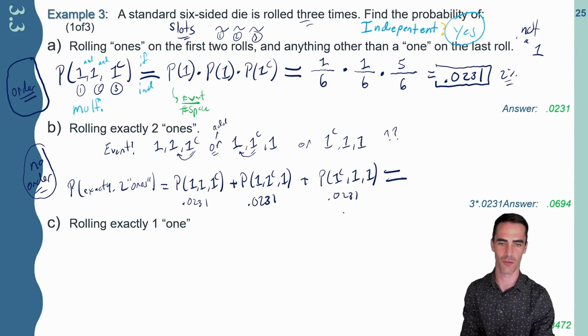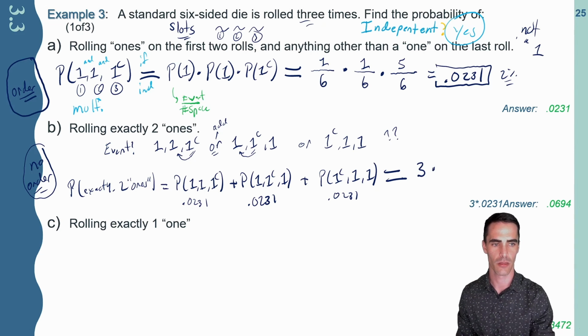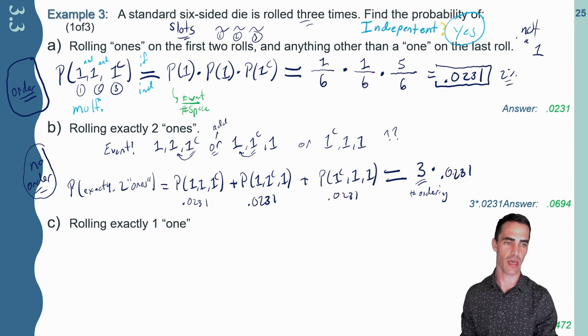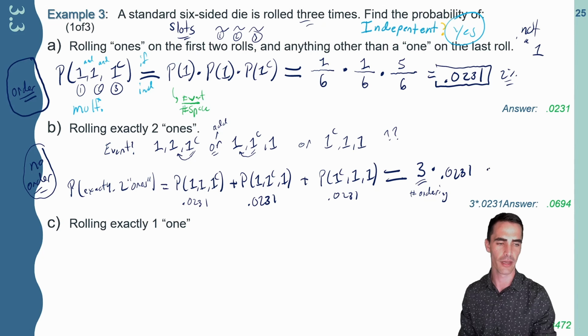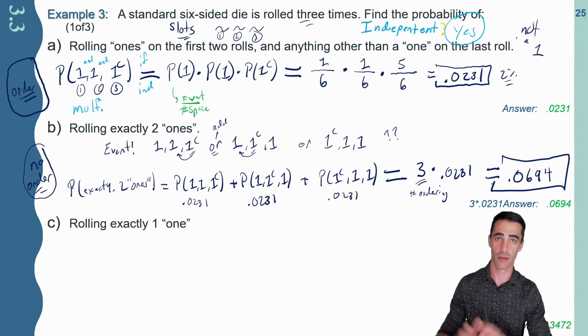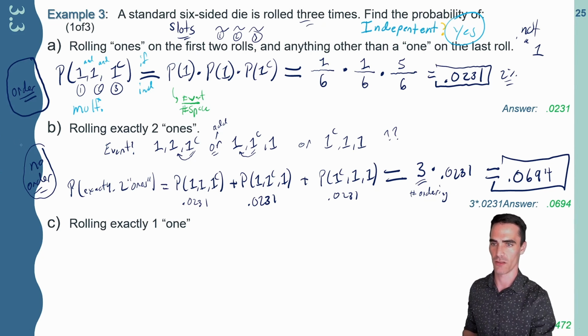We talked about exponents before. If I was to add up the same number 3 times, that's the same thing as just multiplying by 3. 3 times 0.0231, where this 3 is simply the number of orderings that we have for this event. 3 times that 0.0231, and we'll get a final probability, here we go, of 0.0694. And that's our probability that we'll get exactly 2 ones in any order. So it's very important. In fact, that's why I'll write it in circles.